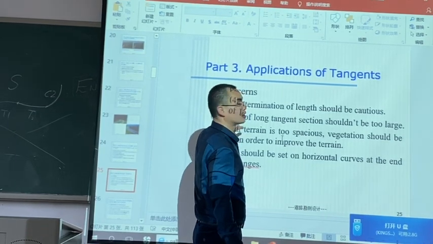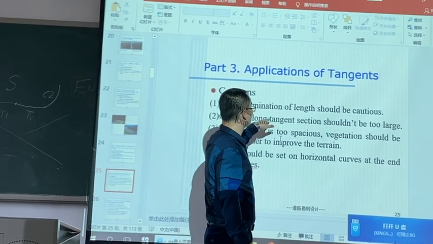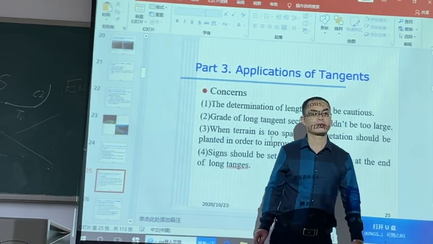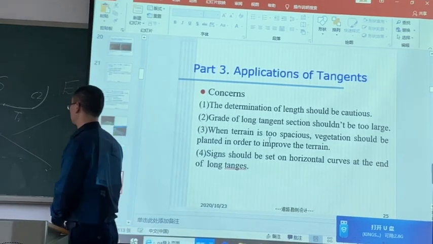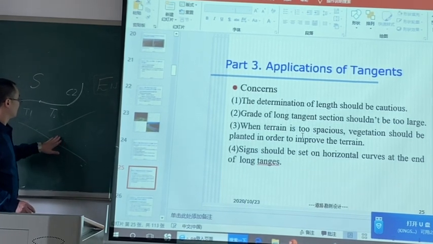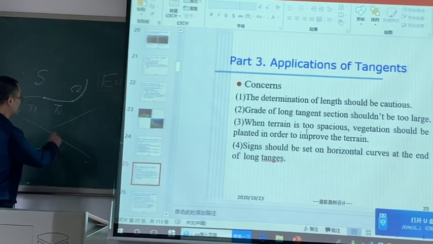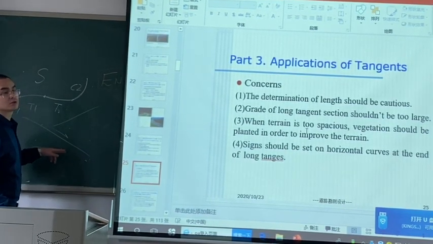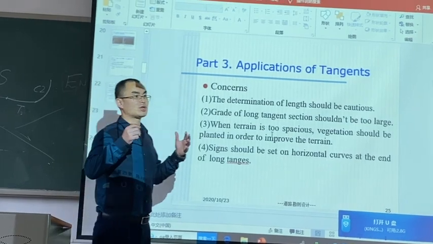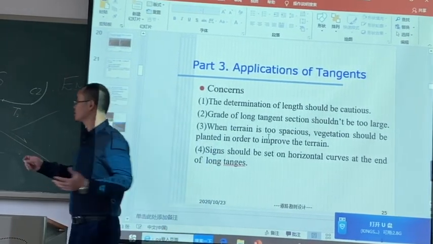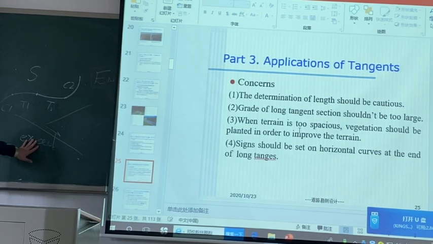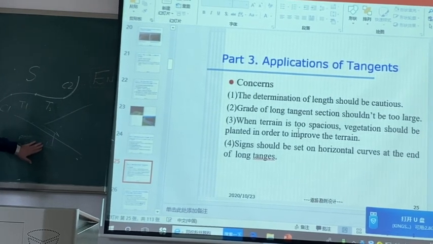The longitudinal grade or longitudinal slope of a non-straight line section should not be too large, because if the slope is very large, the speed of the vehicle will exceed the limited speed. Understand?